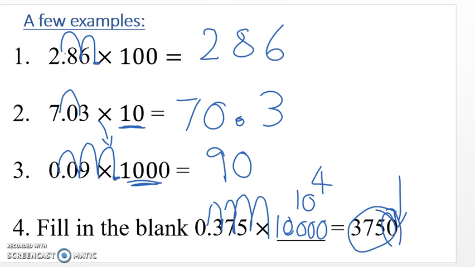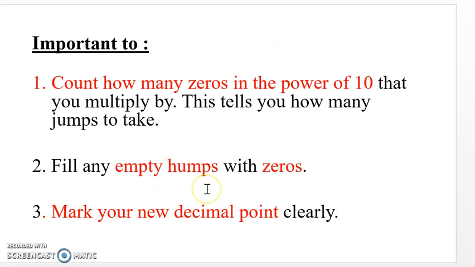Alright, that's it basically for how to multiply by a power of 10. It's very important that you count how many zeros are in that power of 10, otherwise you might jump the decimal place the wrong number of times, and this will tell you how many jumps to take. Don't forget to fill in any empty humps with zeros, and mark your new decimal point clearly.